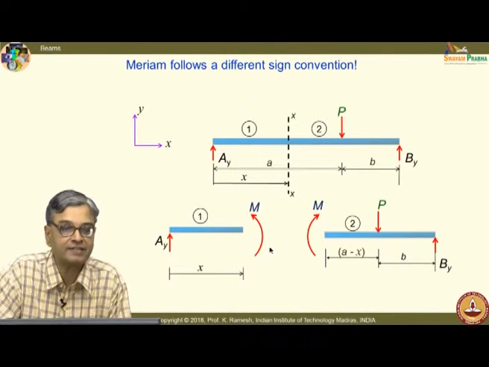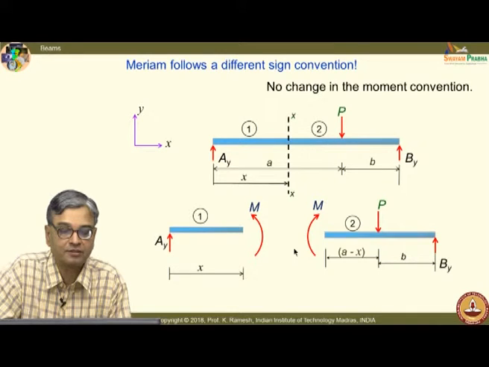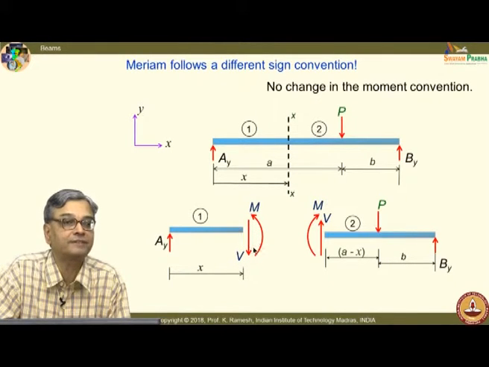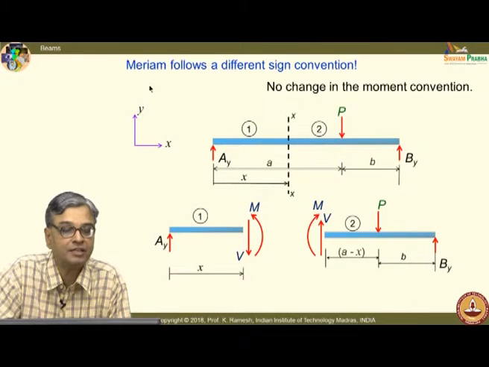Moment anti-clockwise is taken as positive, clockwise is taken as negative. On a negative surface, negative direction is positive. This is how you indicate. But for the shear force, you take exactly the opposite. You take this as positive to start with. This is the convention you have in the book by Merriam.